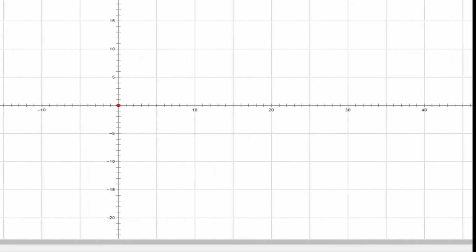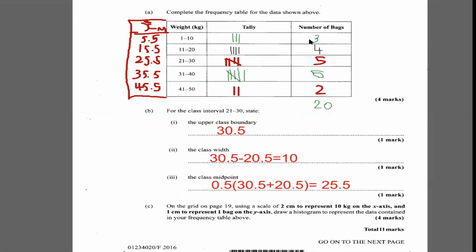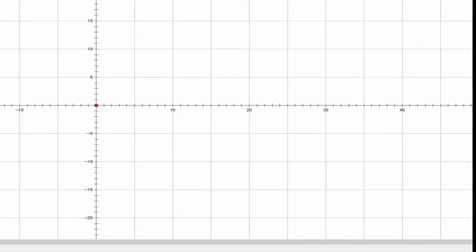Let's just focus on this side of the graph now. All right, so now of course we're going to plot the midpoints. The midpoint is 5.5, and that goes to 3. So let's do that, 5.5 to 3. On the x-axis, this is 5, so 5.5 is here. That's 5.5. Now we need it to go up to 3.